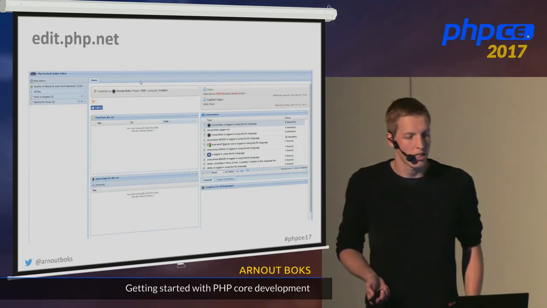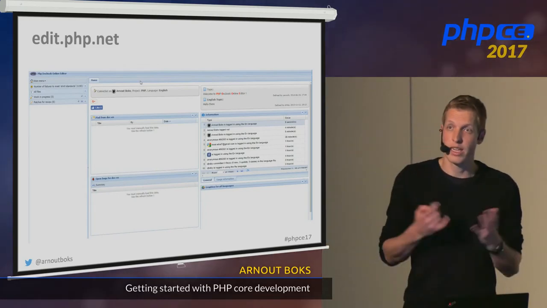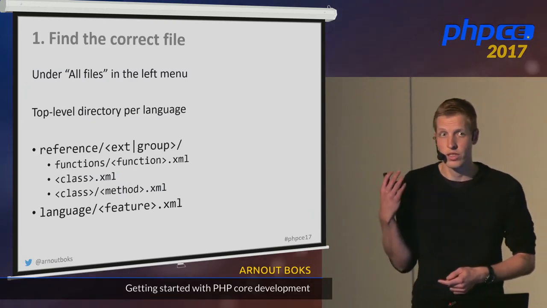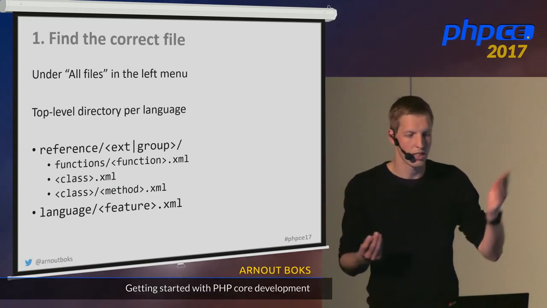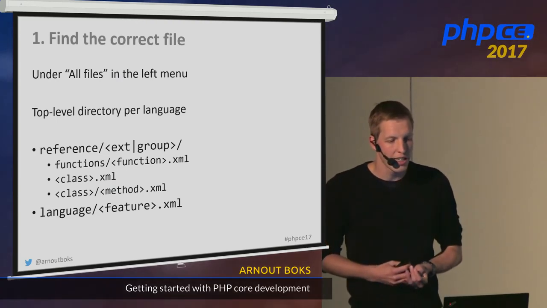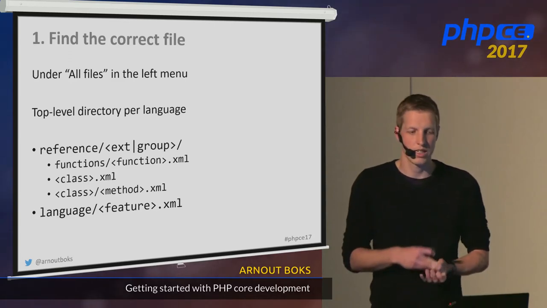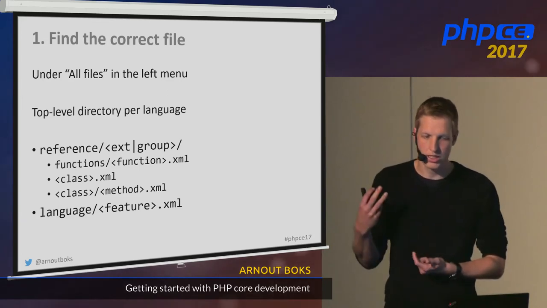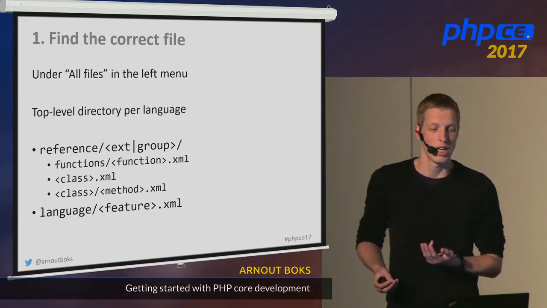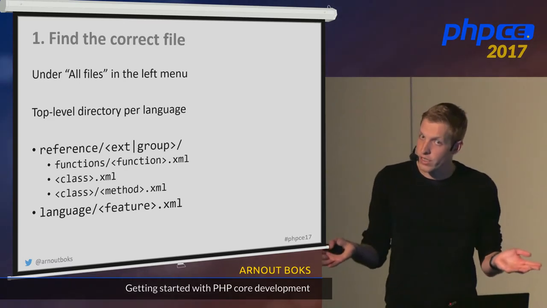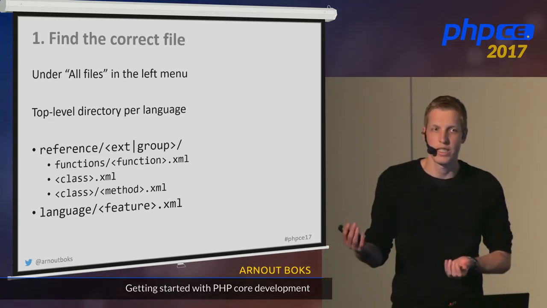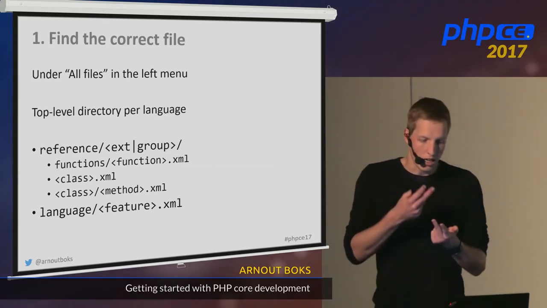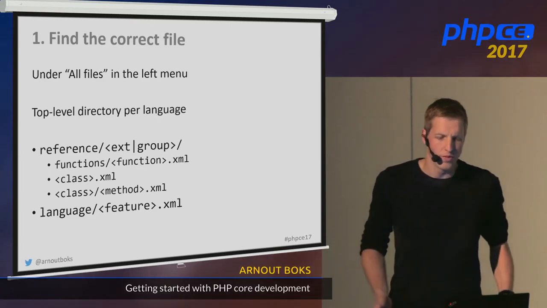And on the left side, there's a tab called All Files, and there you can find the files that you can edit. There's a top directory per language. So if you chose the English language, then you probably only see an EN directory. And within that, there are different directories. There's the reference documentation, right? So the documentation of all the extensions and the functions and the classes and the methods. And there are descriptions of the features of PHP under the language directory. This is about the OOP features of PHP and the operators and iterators, things like that.